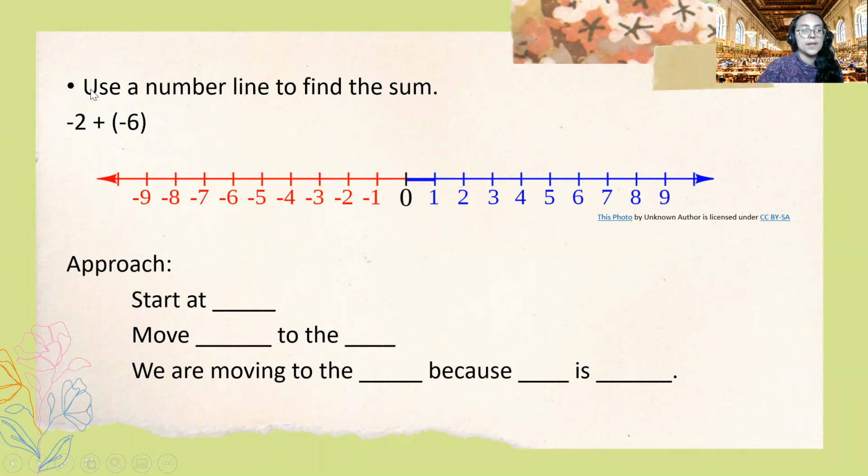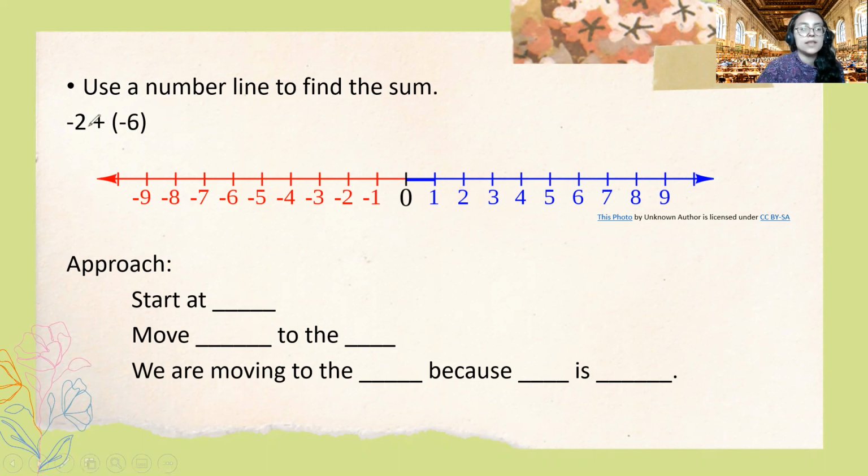Here we're going to add 2 negative numbers. So go ahead and pause the video and fill out this approach down here. I've left it blank so that you can attempt it. Okay, so we will reconvene soon. Okay, hopefully you have all of this filled out. Let's go ahead and start.